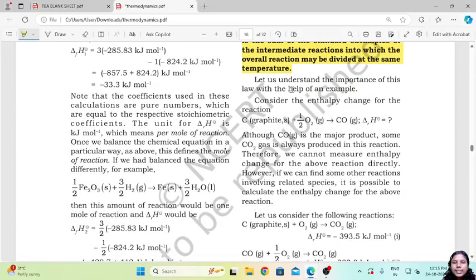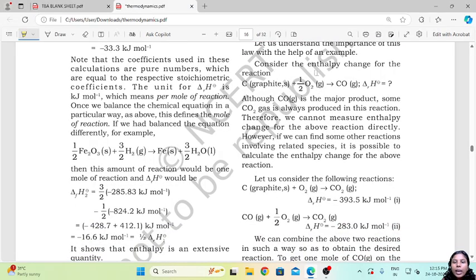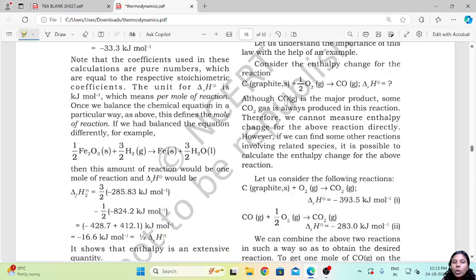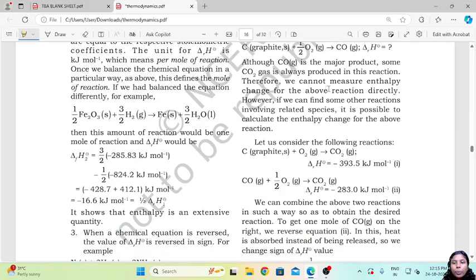Now let's understand the importance of this law with the help of an example. Say you have the enthalpy change for the reaction carbon graphite plus half O2 giving carbon monoxide. We have to find the standard reaction enthalpy. Although CO is the major product, some CO2 gas is always produced in this reaction. Therefore, we cannot measure the enthalpy change for the above reaction directly.